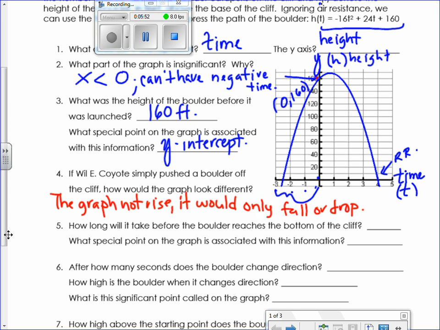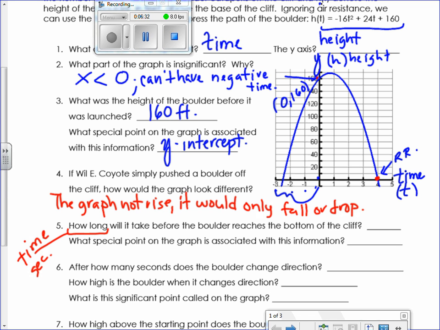So number 5 says, how long will it take before the boulder reaches the bottom of this cliff? So how long? All right, well, that's a unit of time. We're talking about time, and we know that we were told earlier in the problem that we're measuring time in seconds. And so it says before the boulder reaches the bottom of the cliff. So basically this is asking, how long will it take for the boulder to reach the bottom of the cliff? Well, where is that? Well, that's down here where Wile E. Coyote is.